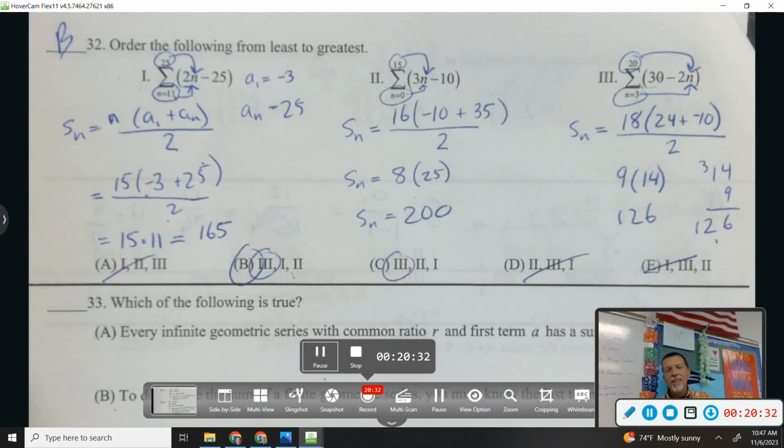Really that problem is going to be worth 2 points because we had to do 3 different formulas, and we had to find 3 different things in each of the 3 different formulas. And then we had math to do in each of the formulas.